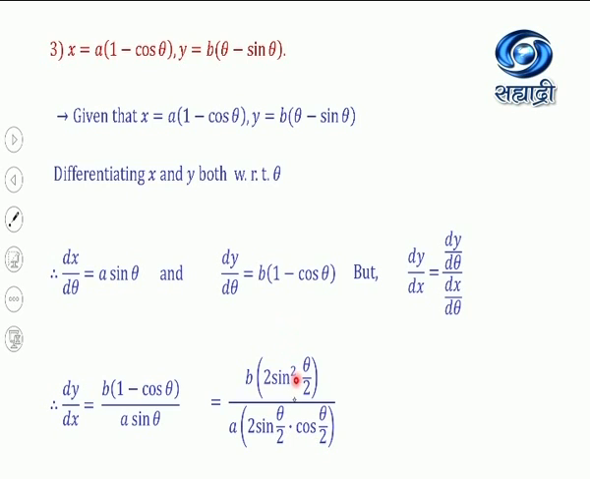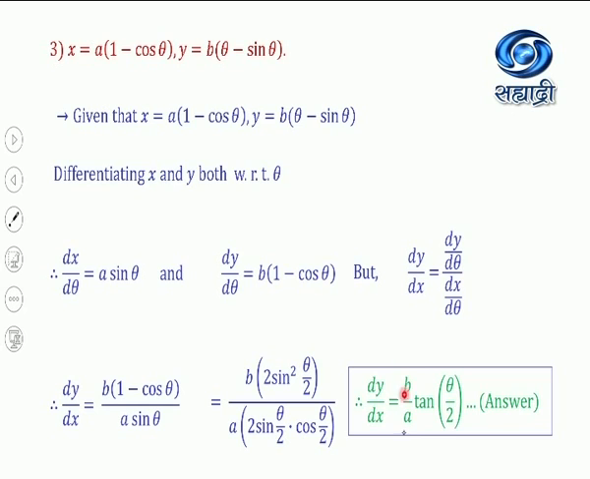Here sin theta by 2 gets cancelled, 2 gets cancelled, we get b into sin theta by 2 upon a into cos theta by 2, and that can be written as b upon a, sin upon cos, that is tan theta by 2, and it's our required answer.